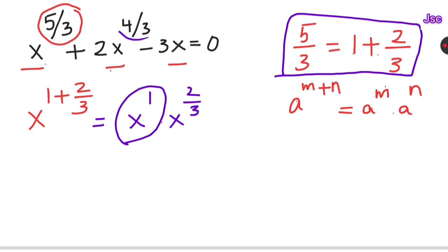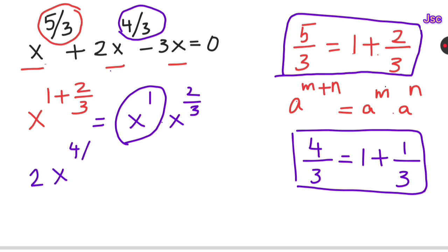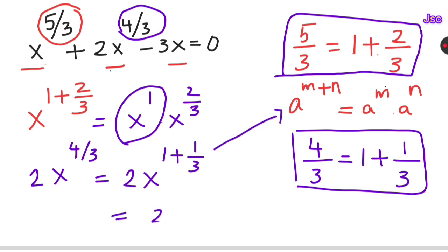Similarly, in the second term the exponent we have is 4 over 3. The 4 over 3 also we need to convert in terms of 1 plus something. So then only we can take x as common. So 1 plus 1 over 3, which gives 4 over 3. So let's write in terms of that. The second term which we have, 2x raised to the power of 4 over 3, we can write as 2x raised to the power of 1 plus 1 over 3. So it is also in the form of a raised to the power of m plus n. We can write this as 2x raised to the power of 1 times x raised to the power of 1 over 3. Here also we have x as common.